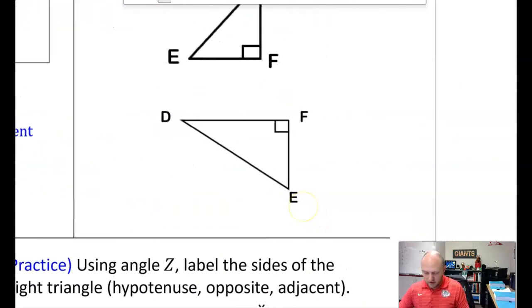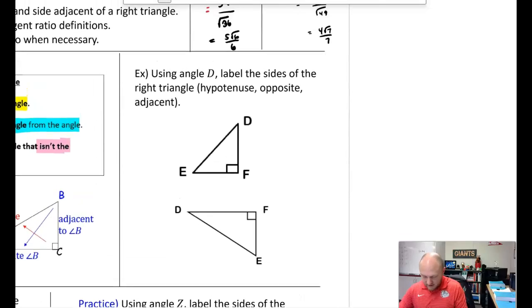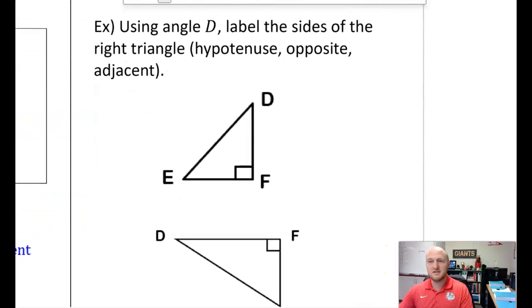So we're going to go ahead and practice labeling. They say use angle D, label the sides of the right triangle. So, okay, what I like to do is circle or just make note of what angle we're using. So here's angle D. Then hypotenuse, always going to be directly across. So here is the hypotenuse. And then if I'm in angle D, directly across from angle D is the side opposite. So here, line segment EF is opposite.